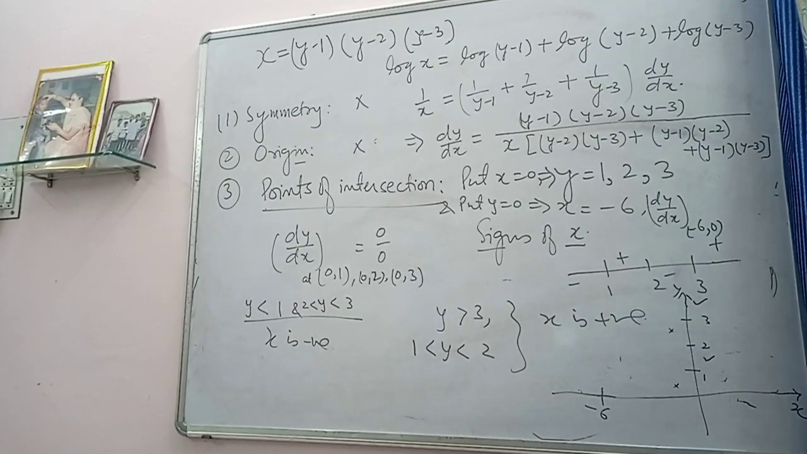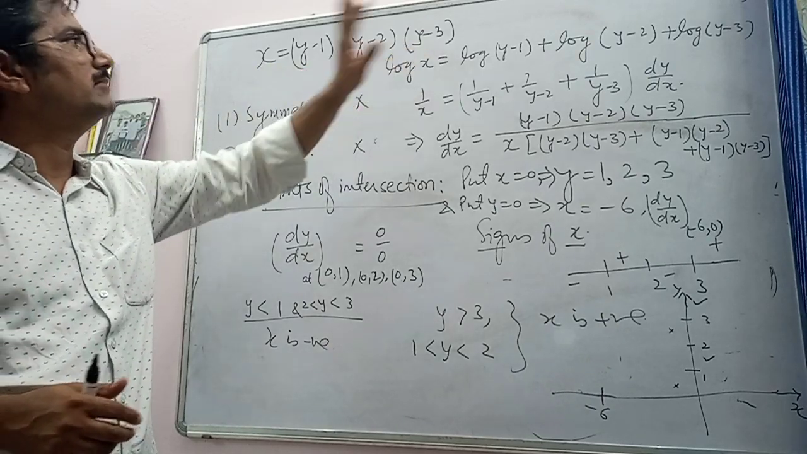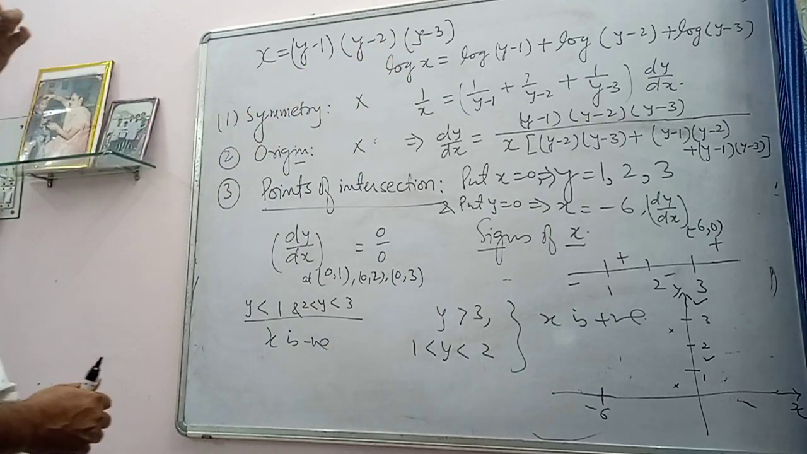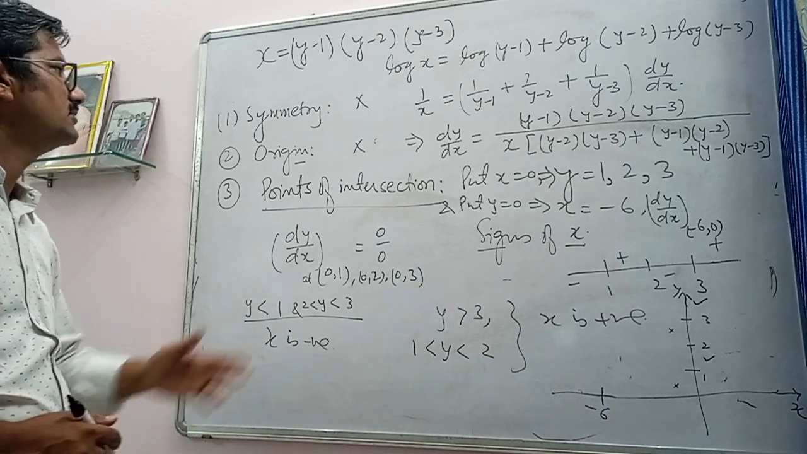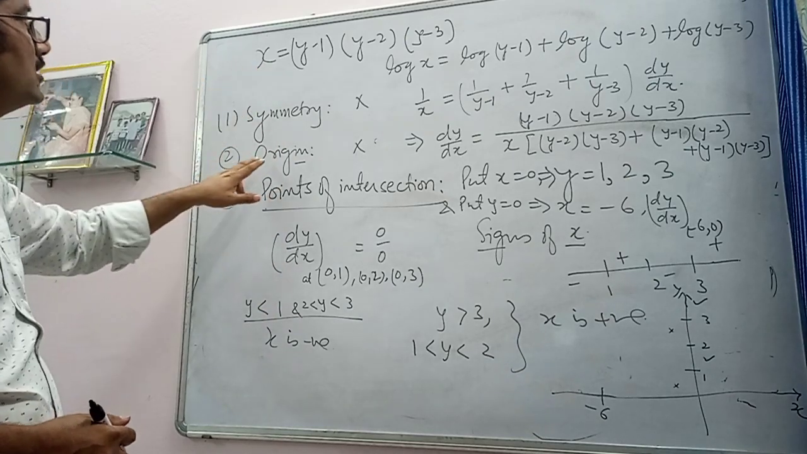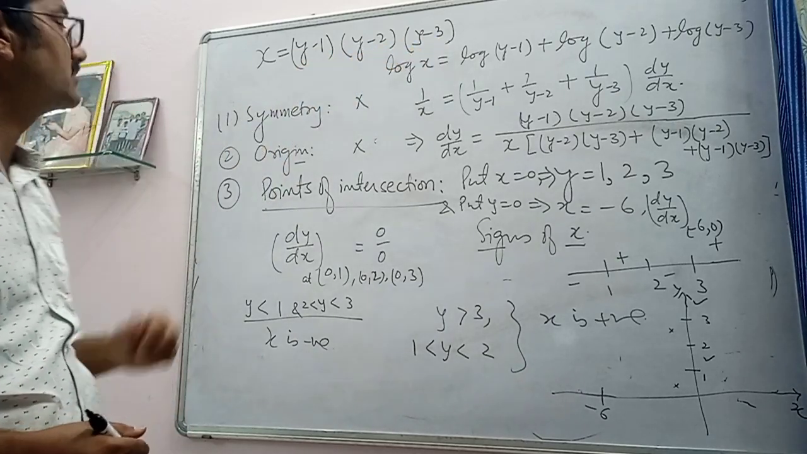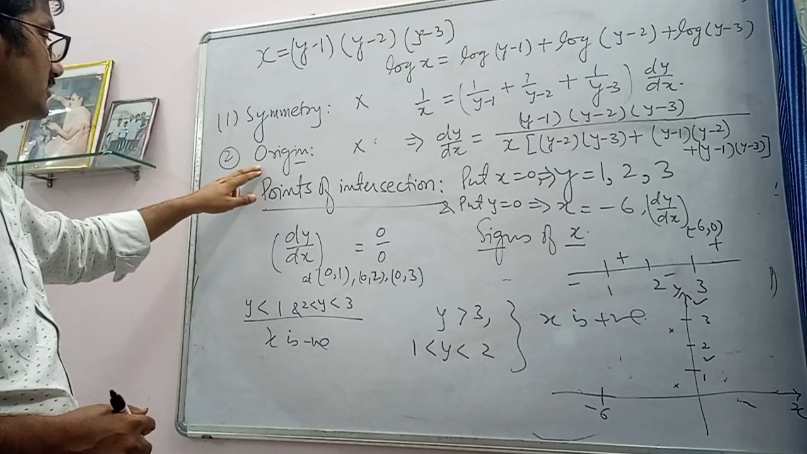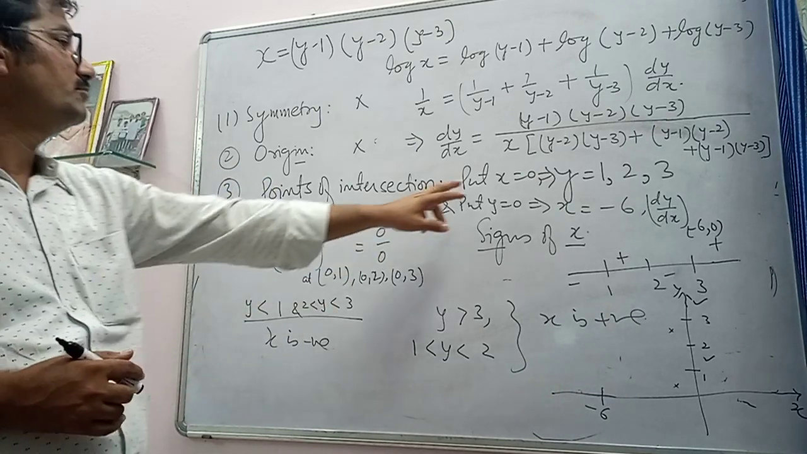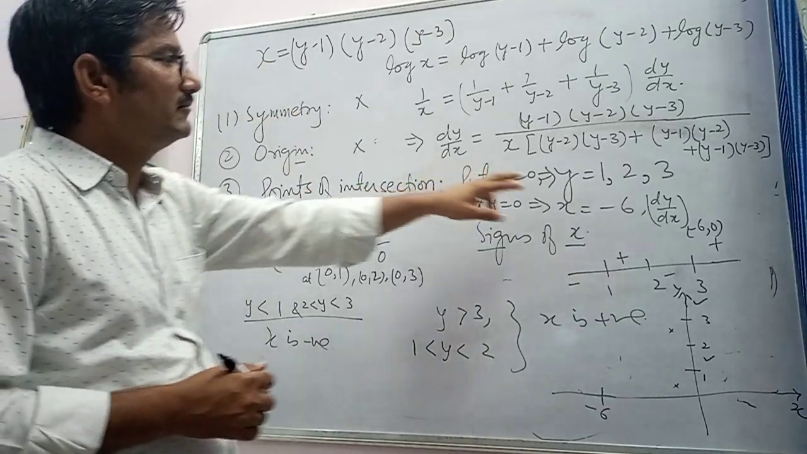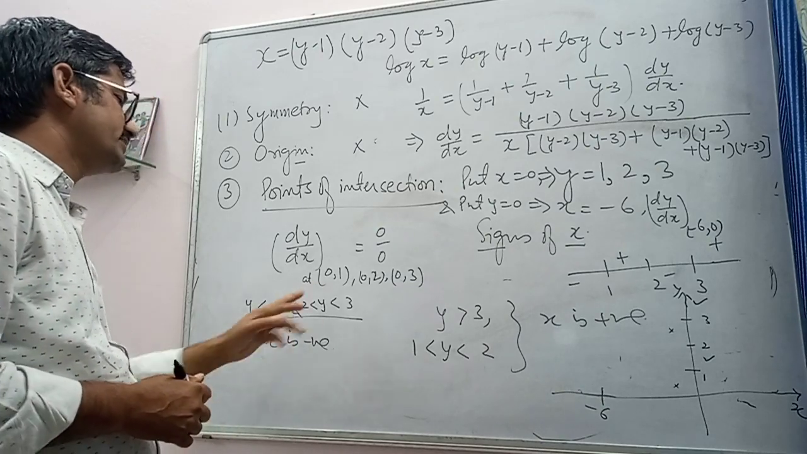So friends, the next example is x is equal to y minus 1, y minus 2, y minus 3, means the product of these 3 terms. First we have to check the symmetry for this curve. It does not have any symmetry. Origin: because this curve has a constant term minus 6, it does not pass through the origin. Points of intersection: if we put x is equal to 0, we get y equal to 1, 2, 3. So the points are 0, 1, 0, 2, 0, 3. These are the points of intersection.